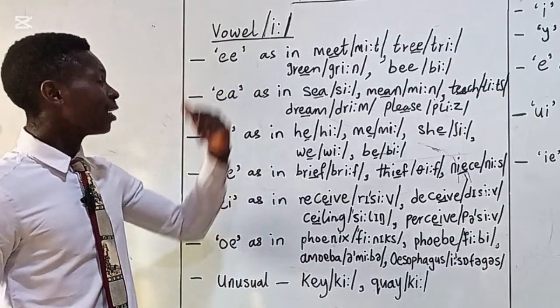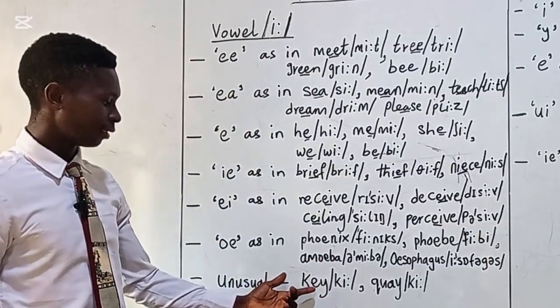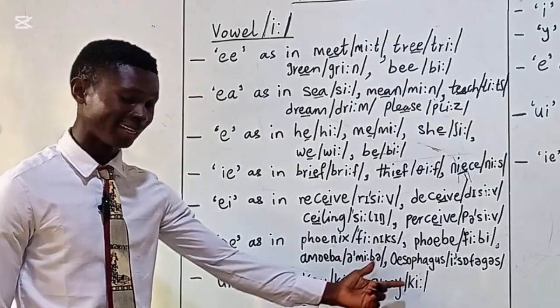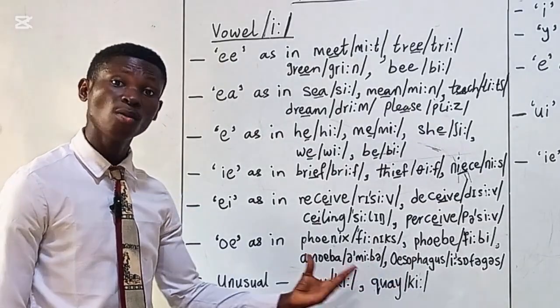Then we have also the unusual spelling of the E sound. For instance, EY in key and QAY in key. These two words are homophones.